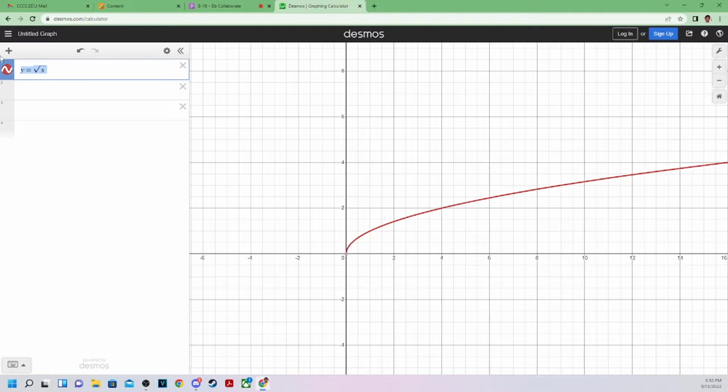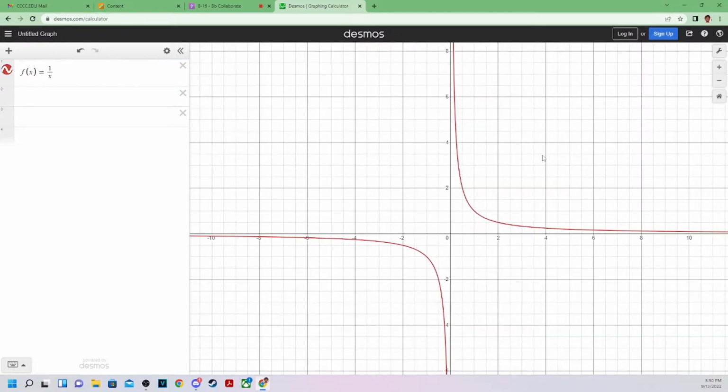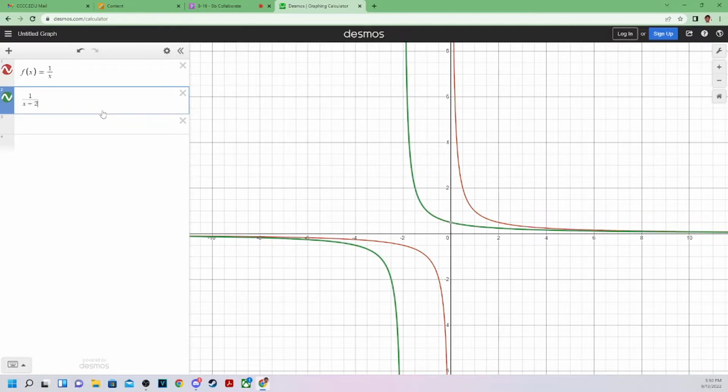So now let me change it up. I'm going to have f of x equals 1 divided by x. Remember, this is your reciprocal function. It has this asymptotic behavior. Boom, boom. Now the new function, 1 divided by x, what is it, plus 2.